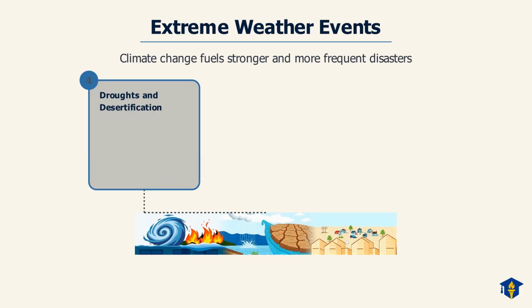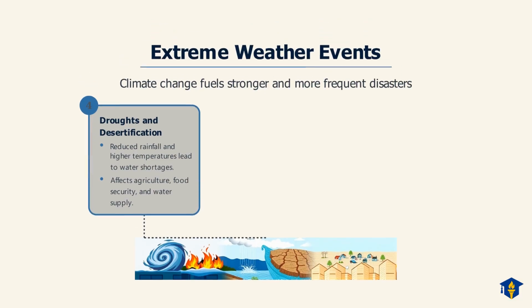Finally, droughts and desertification are worsening in many parts of the world. Reduced rainfall combined with higher temperatures leads to severe water shortages globally. This directly affects agriculture, threatens food security, and impacts essential water supplies.